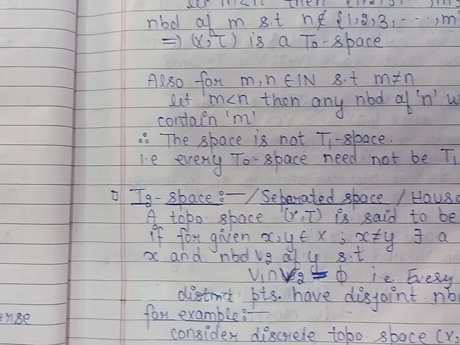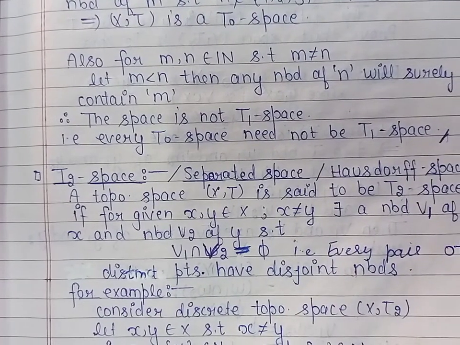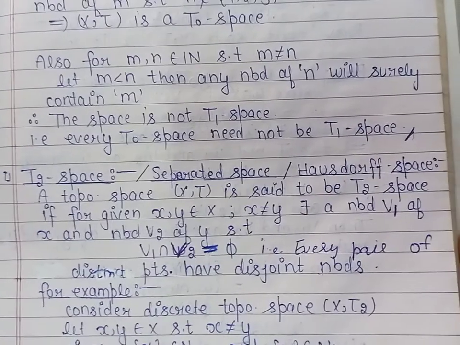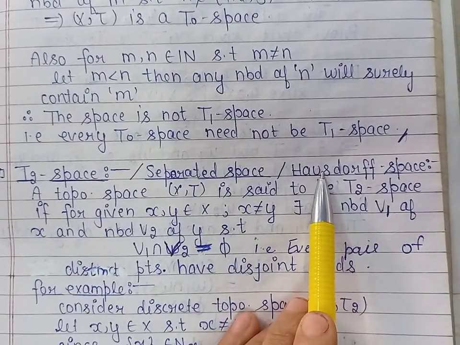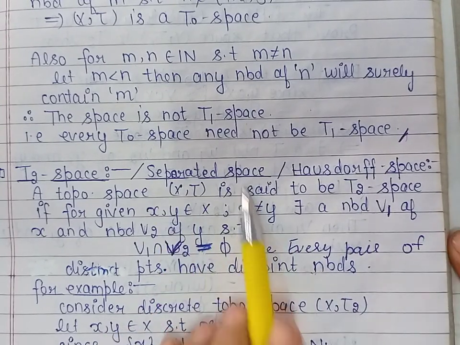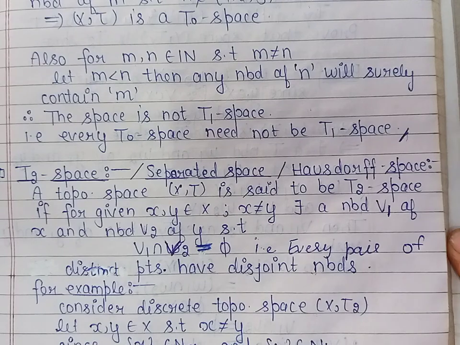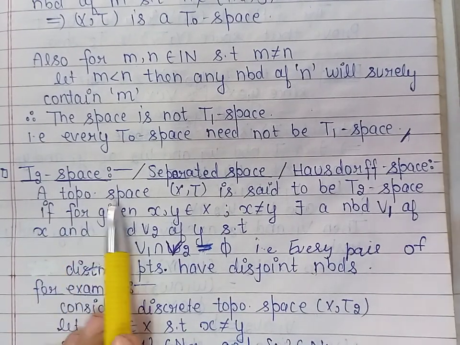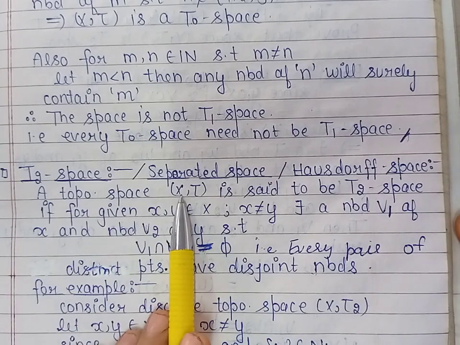Good morning, students. Today we will discuss T2 spaces. T2 spaces are also called Hausdorff spaces or separated spaces. So firstly, let us define a T2 space. Let us take a topological space (X, τ).